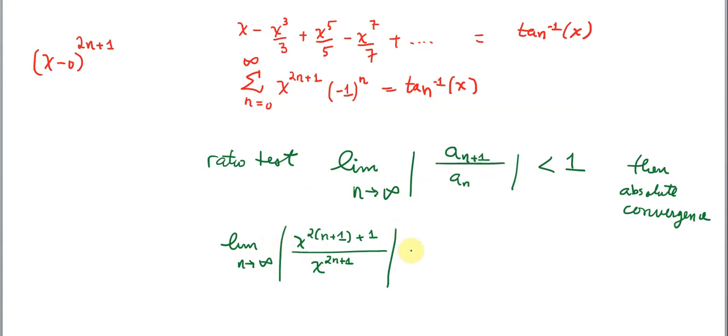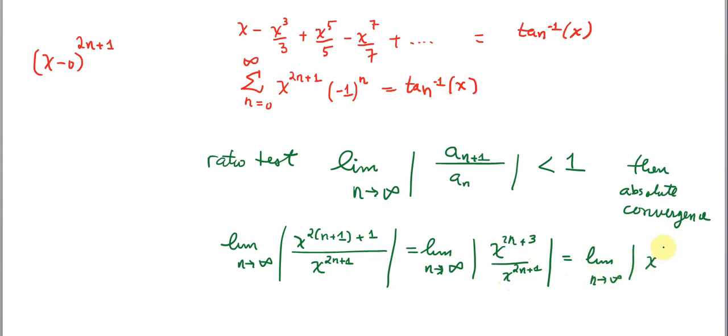So let's work out some details here. This is the limit as n approaches infinity. And I misspoke earlier. The top power is going to be 2n plus 2 plus 1. So that's going to be x to the 2n plus 3 over x to the 2n plus 1. And so this is going to turn out to be the limit as n approaches infinity of x to the third over x to the first, and now the n's are gone here, so this is just the absolute value of x squared.